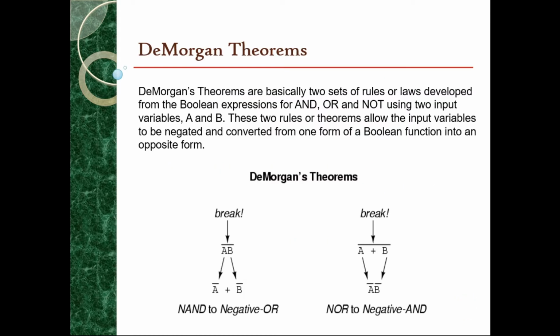So DeMorgan Theorems are actually two sets of rules or laws. This is the first DeMorgan Theorem and this is the second DeMorgan Theorem. There are two sets of laws developed from Boolean expressions for AND, OR and NOT using two input variables A and B. For example, the two rules of theorems allow the input variables to be negated and converted from one form of a Boolean function into an opposite form. So we will look into these two theorems in detail.